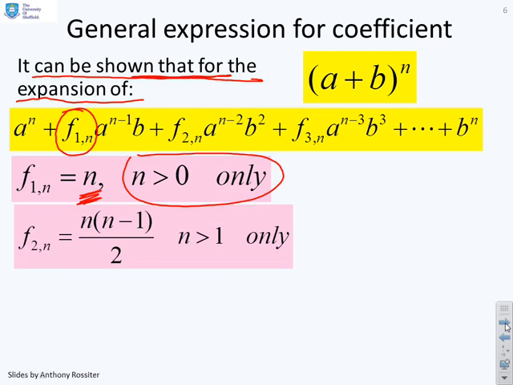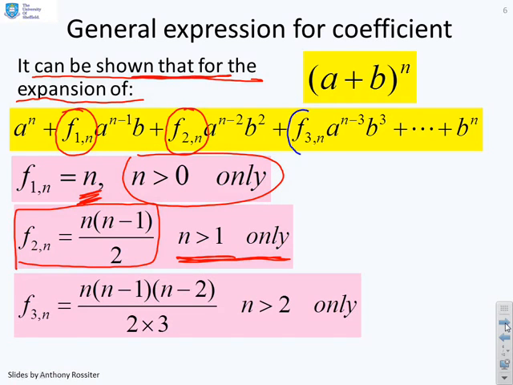Next one. If you want to find f2n, which is this coefficient here, then you'll find it's always given by this formula, n times (n minus 1) divided by 2. But this formula can only be applied if n is greater than 1.